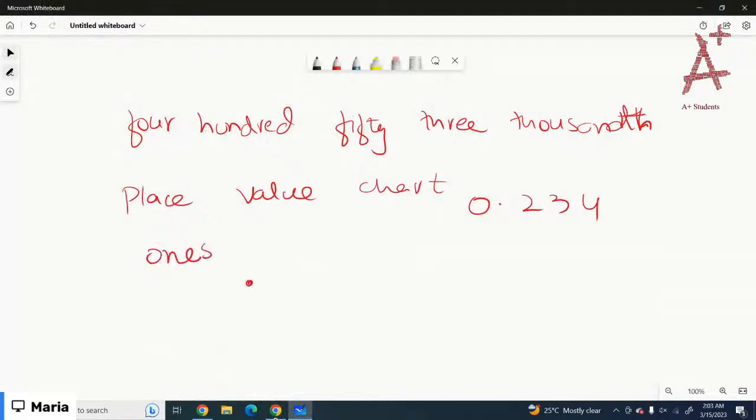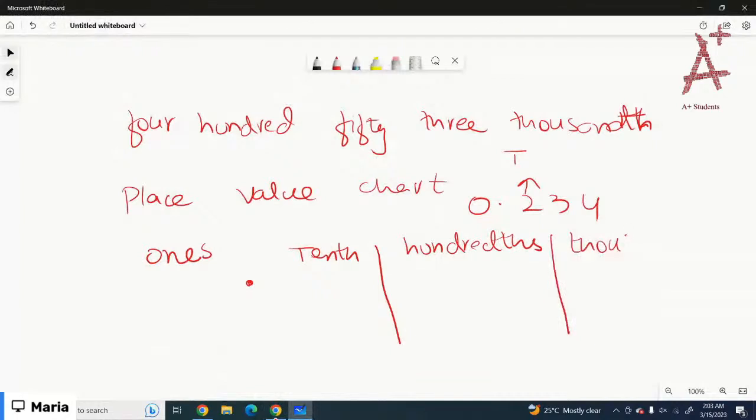Then you have a decimal. Right after the decimal, the first digit is at the tenths position. Got it? Then the next one is at the hundredths position. Then the next digit is at the thousandths position. So whenever the digit is after the decimal, they have th at the end, like tenths, hundredths, and thousandths. Got it?